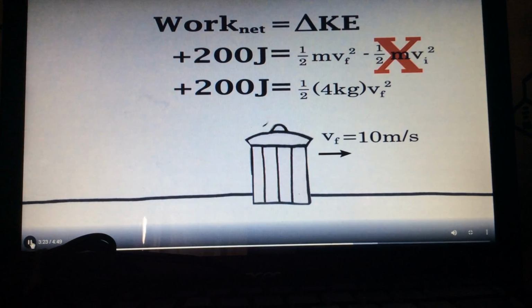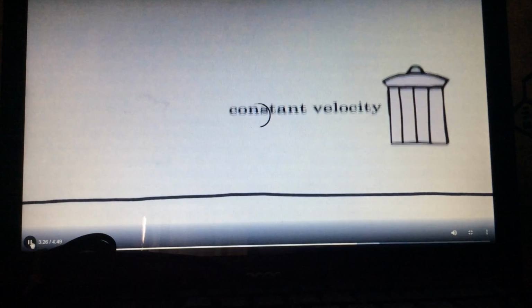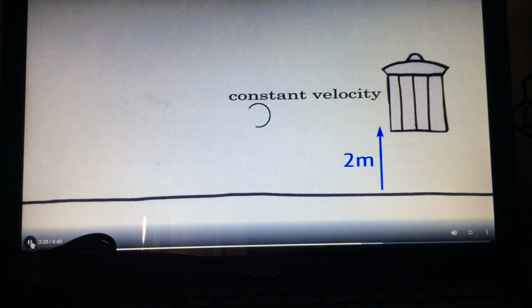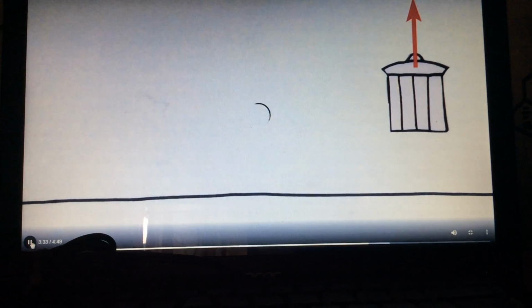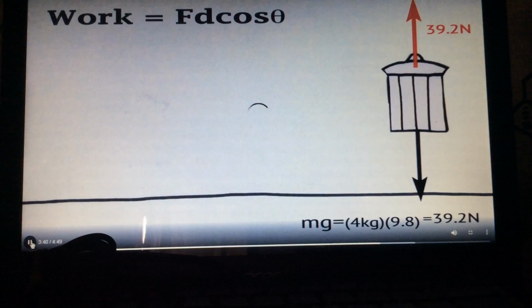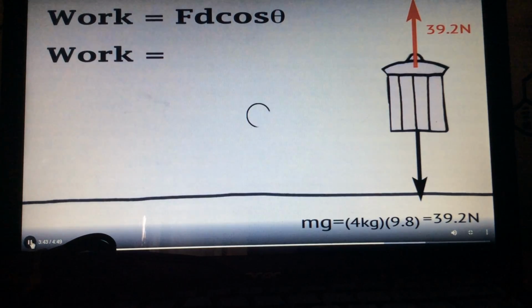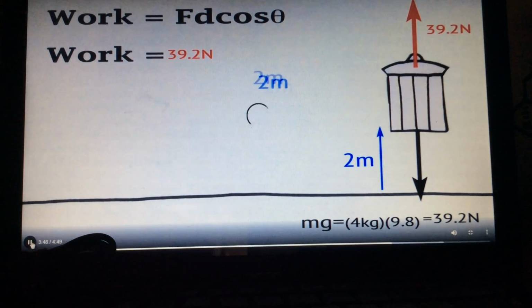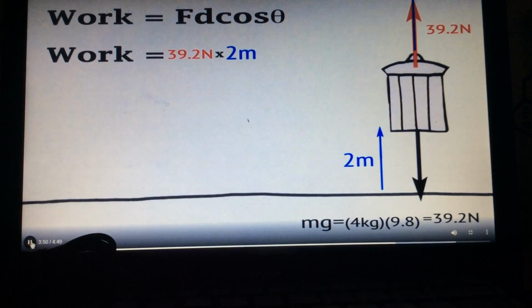This time, let's say you take the trash can and lift it upwards with a constant velocity for a distance of 2 meters. In order to lift the trash can up with a constant velocity, you need to push with a force equal to the weight of the trash can, which means you have to push upwards with a force of 39.2 newtons. So to find the work done by the force that you exert, the force is going to be 39.2 newtons, the displacement is going to be 2 meters, and the angle between the force and the displacement is going to be 0 degrees because the direction of the force that you exert is in the same direction as the displacement of the trash can.